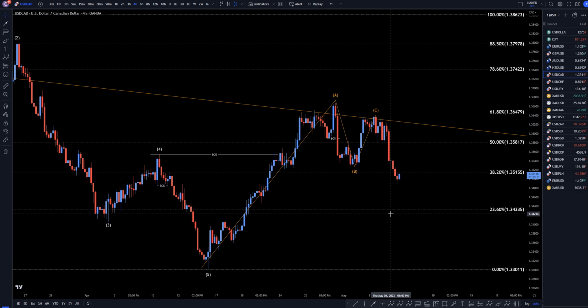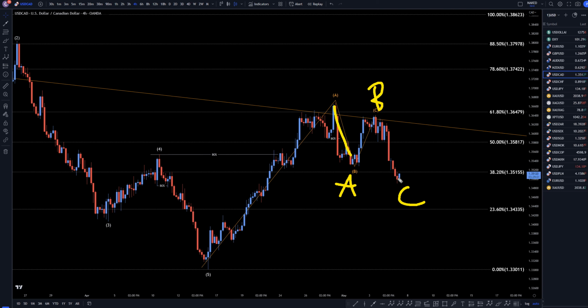Now, on the 4 hour time frame, we do have news coming out today. We have NFP news for the US dollar. And I do see the possibility of this possibly being an A, and this possibly being a B, and this being a C, and then it goes up and makes a bigger move up for the actual wave C, like an A, B, C, or B, and then up for the C.